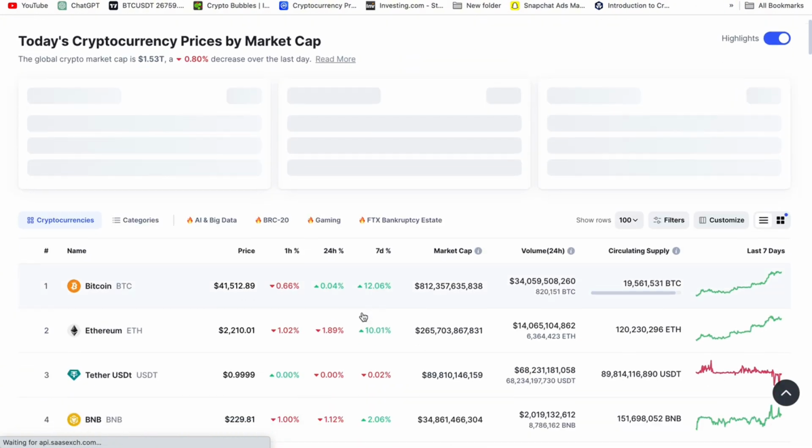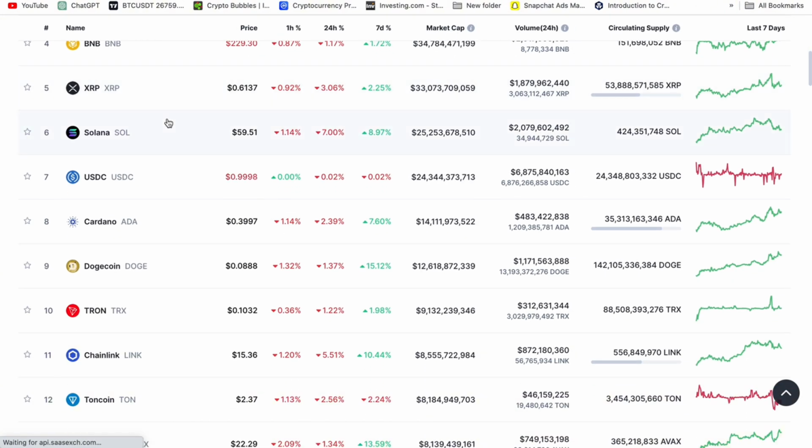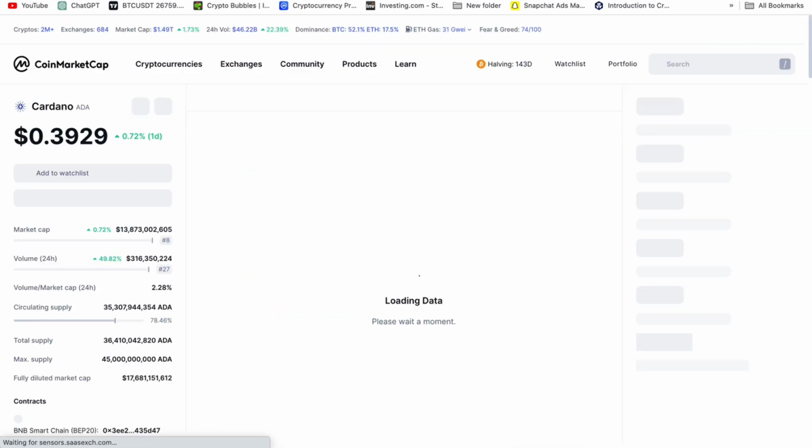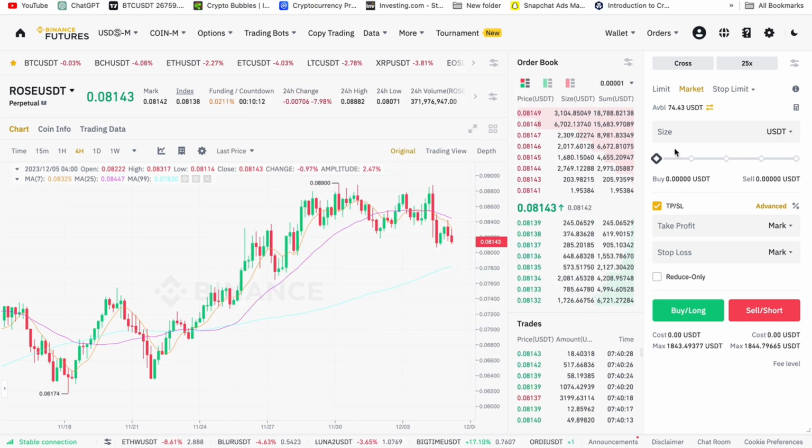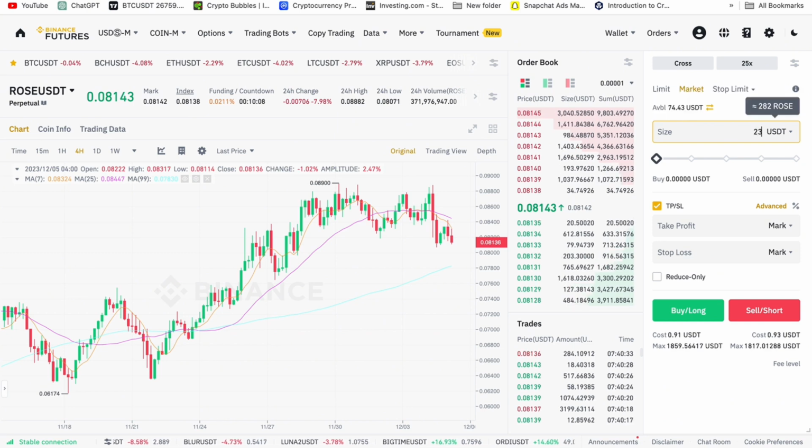So let's say we are going to calculate for ADA. We'll just click on ADA here. Now if you are going to trade, you are going to enter 231 inside the futures wallet, right? So we'll now enter the size here. The size is now 231. So when we enter 231, we can go for a long position.